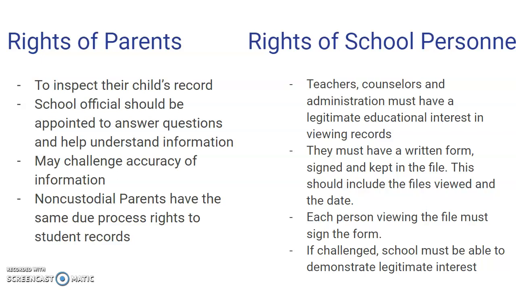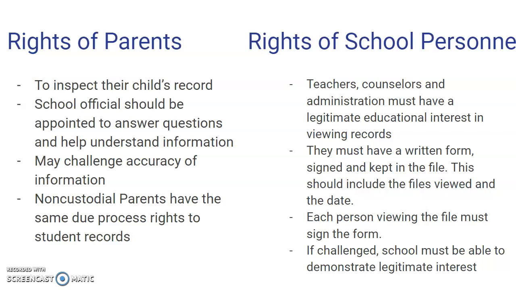If agreement is reached, then the appropriate deletion or correction is executed and recorded in the file and communicated to the parents in written form. If not, the parents may request a hearing where they'll go before a board and they will determine how to handle it. Non-custodial parents have the same due process rights to student records as custodial parents.